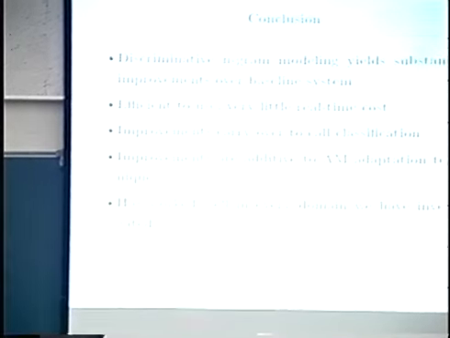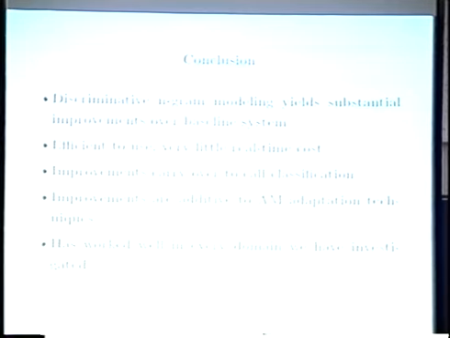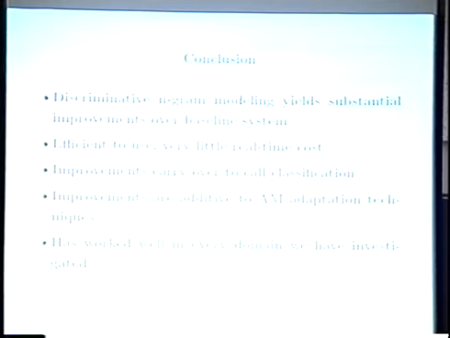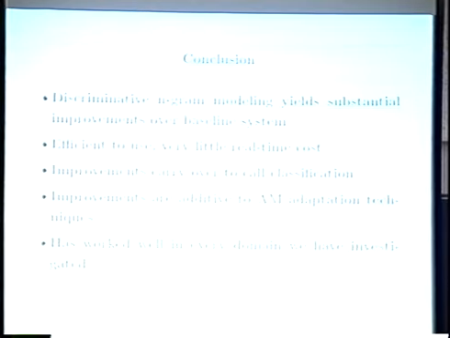And so in conclusion, we've shown that discriminative n-gram modeling yields substantial improvements over the baseline system. It's very efficient to use. Basically, once you train it, it's very efficient to use because it's just another intersection and finding the best path over a lattice. So it has very little real-time cost.